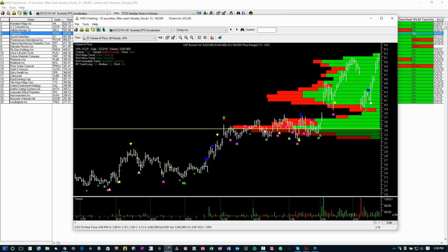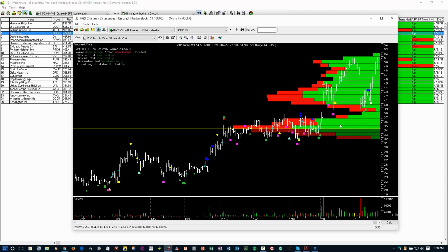There was a lot of resistance and support in this area, and that's why this line, here's where the 90 days ends, and you can see that they were battling back and forth, and that's why this line extends out here, because that's where most of the activity was. And then it finally broke away from here.